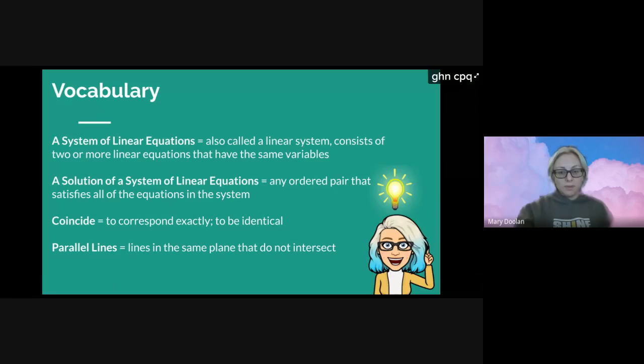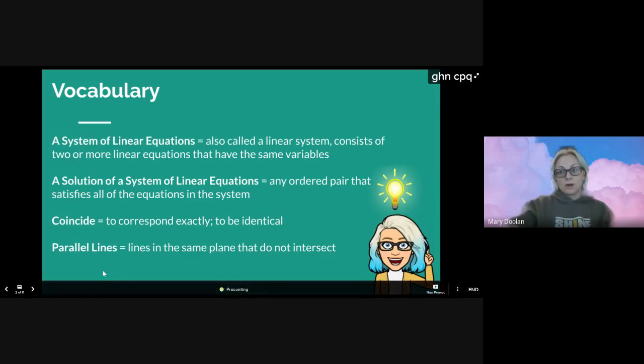Parallel lines show up. Hopefully you remember what those are. That's when you have lines in the same plane, okay, the coordinate plane, that never intersect. They never cross. They're the same distance apart everywhere.